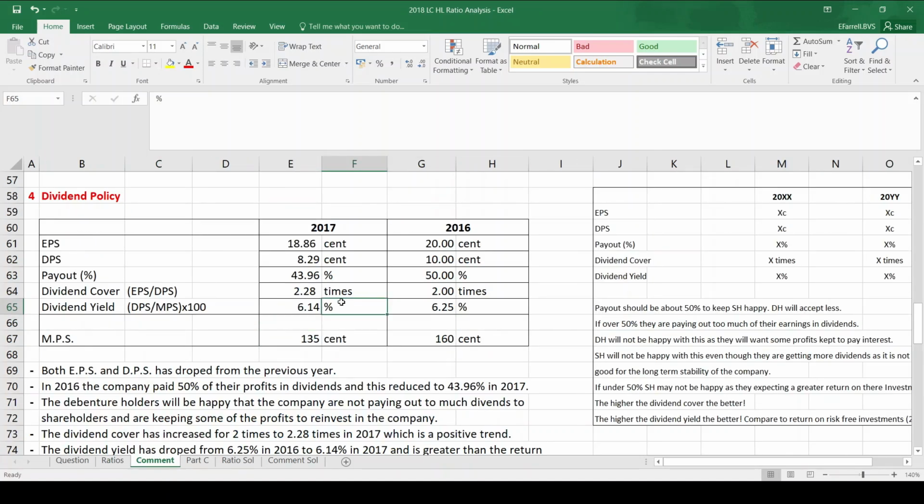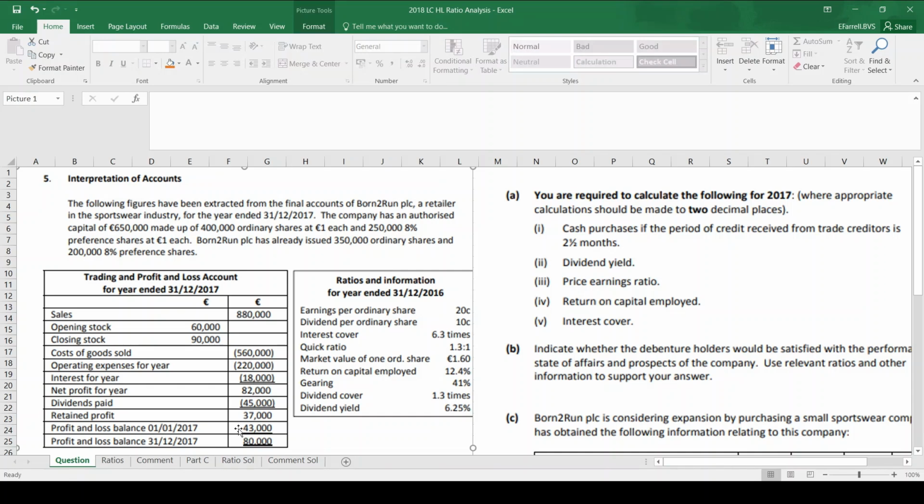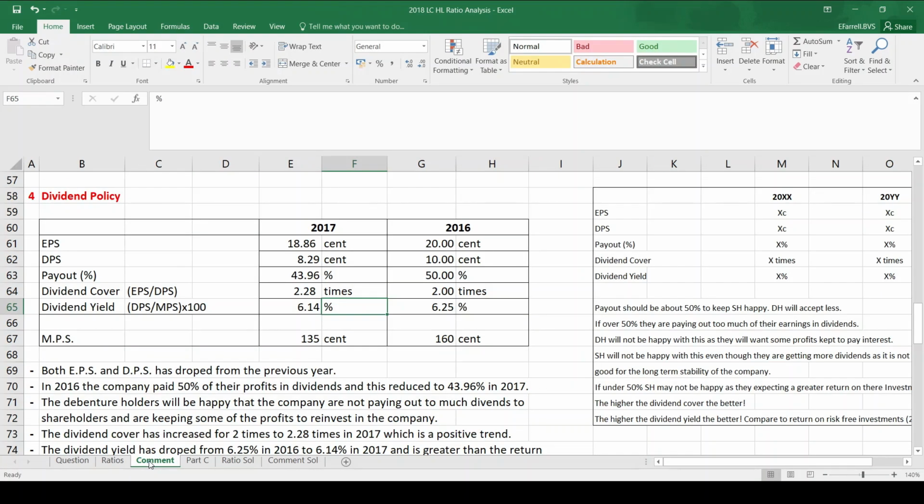Okay, so we're going to comment on these ratios. Dividend policy is probably slightly more important for shareholders, who would be more concerned about dividend, but it's also important for debenture holders or banks because they want to make sure that the company is not paying out too much dividends to shareholders and that they're keeping some of the money to reinvest in the company. This company has a net profit of 82,000. There are two things they can do with that. They can pay out some of the money to shareholders. So this company has paid out 45,000 in dividend to shareholders, and they're keeping the remainder, 37,000.